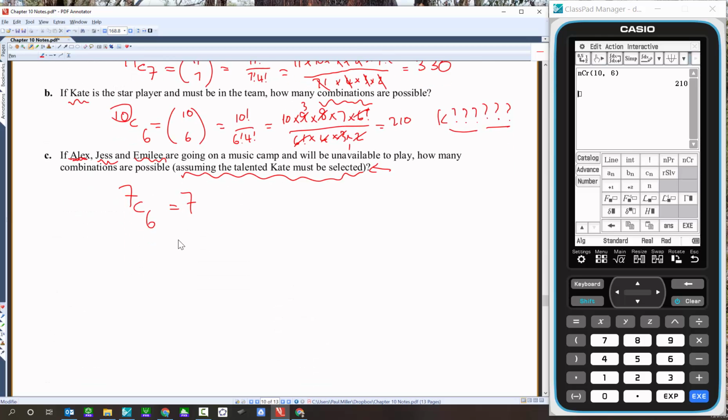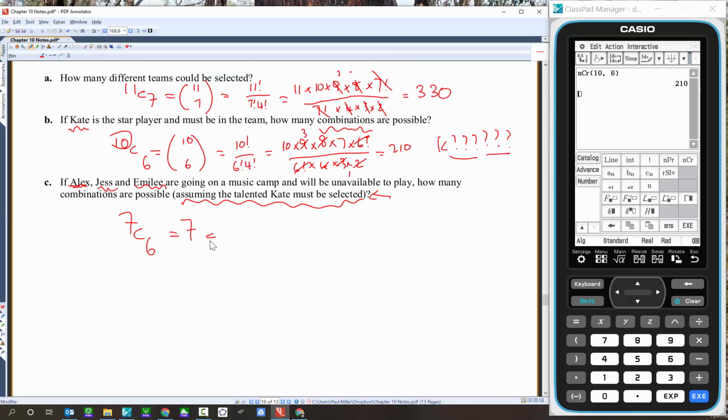But if you forget that, that's fine. Let's just use the rule. 7 factorial over 6 factorial, 1 factorial. 7 times 6 factorial over 6 factorial, and 1 factorial is just 1. That cancels out, so it's 7.